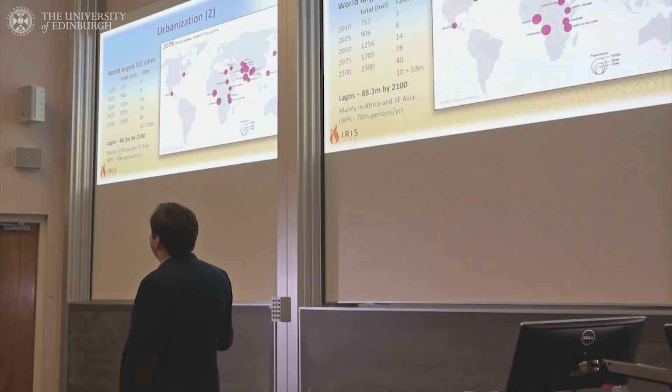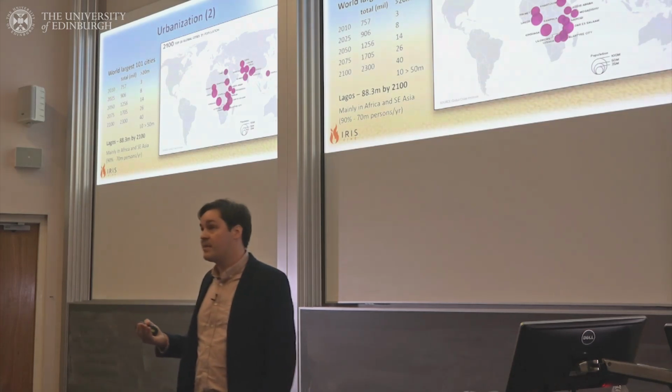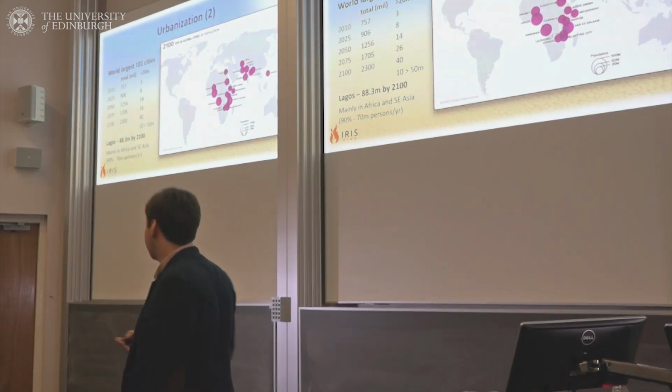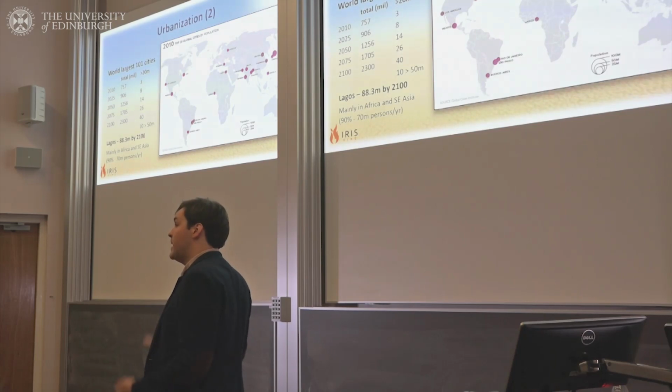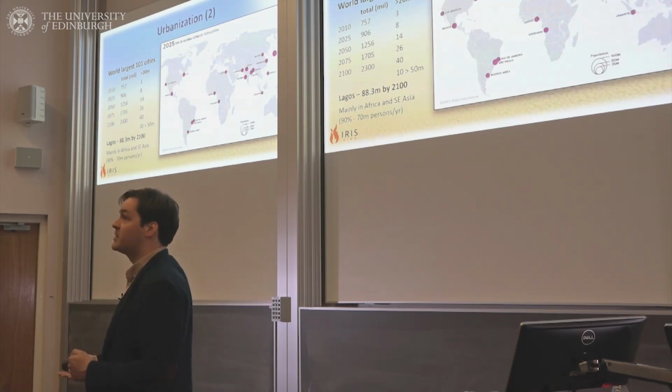So 90% of the growth around the world is going to be happening in these African and Southeast Asian countries, and we're adding about 70 million persons per year to the urban environment in those countries.